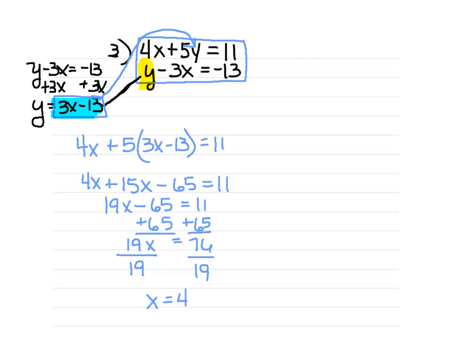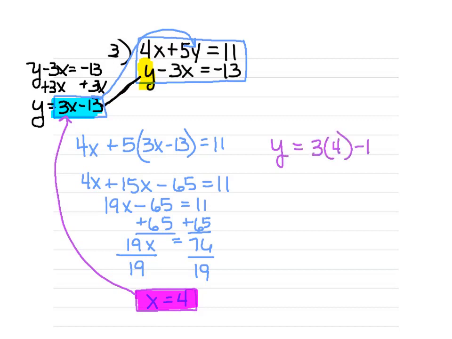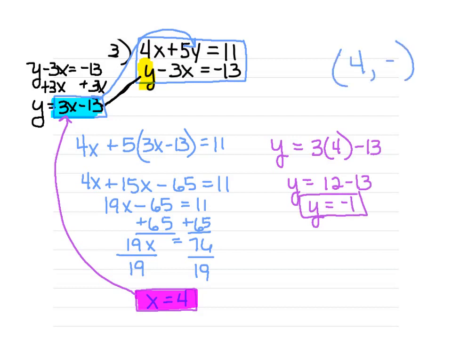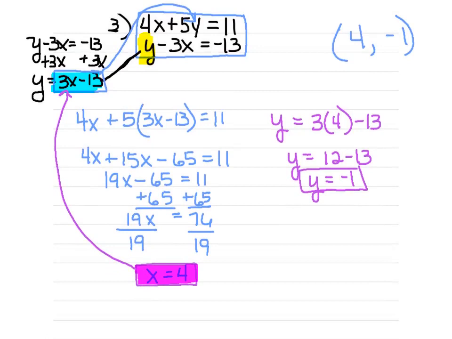Well, now that I've solved for x, I need to take this and put it back into the other equation, and I'll do that right here. All right, so let's do that one. Y equals 3 times 4 minus 13. Y is equal to 12 minus 13, which means y is -1. Okay, so let's write our solution. X is 4 and y is -1. Okay, I'm going to check that.